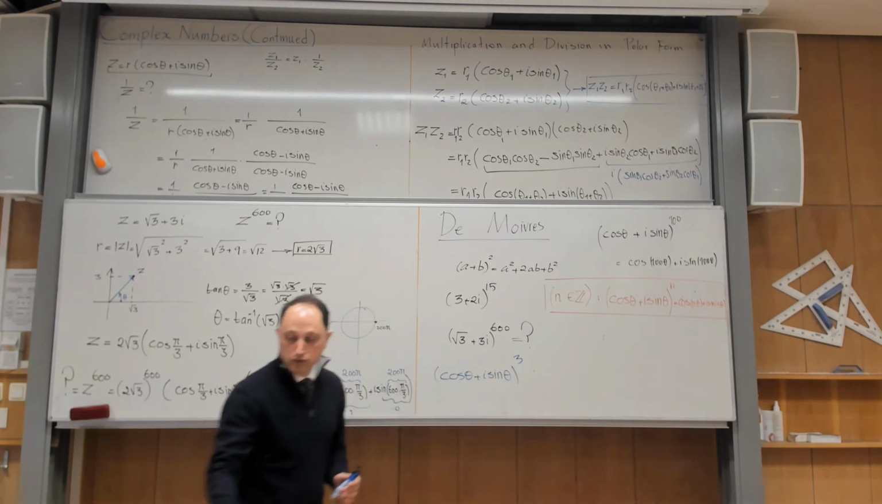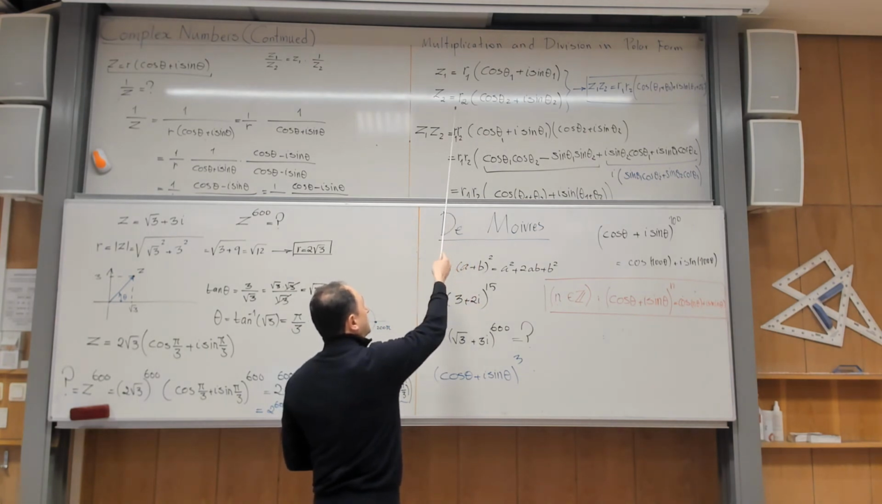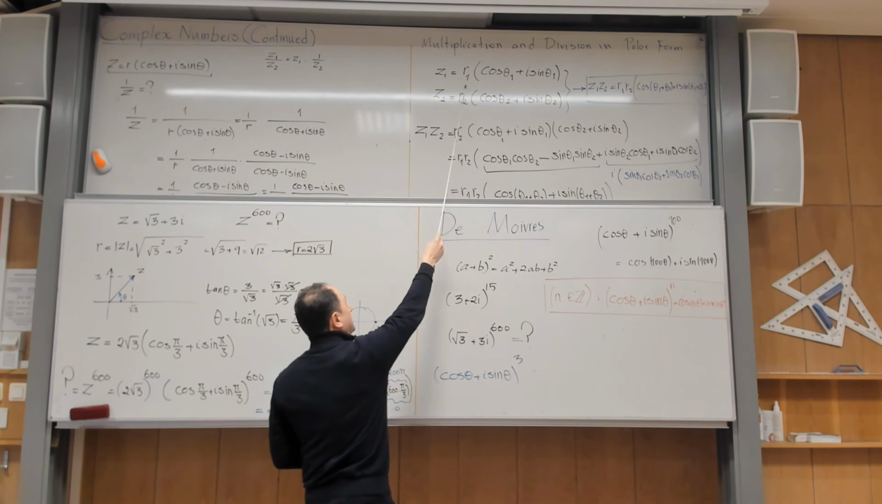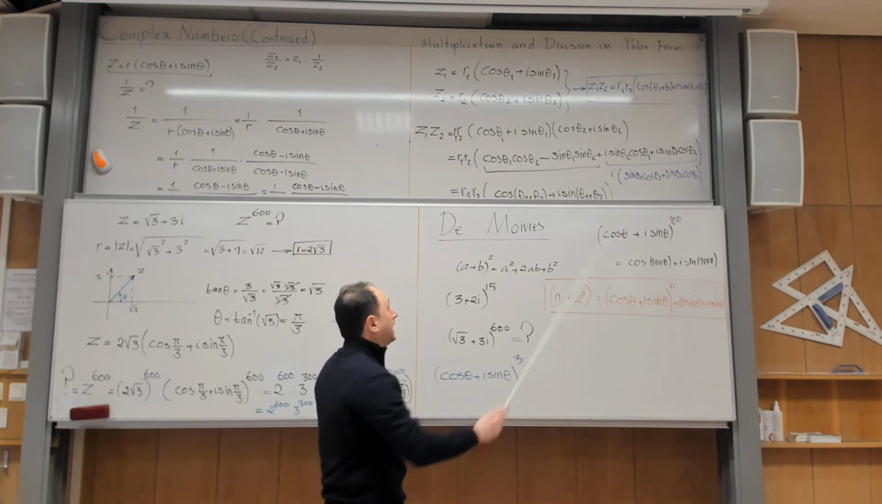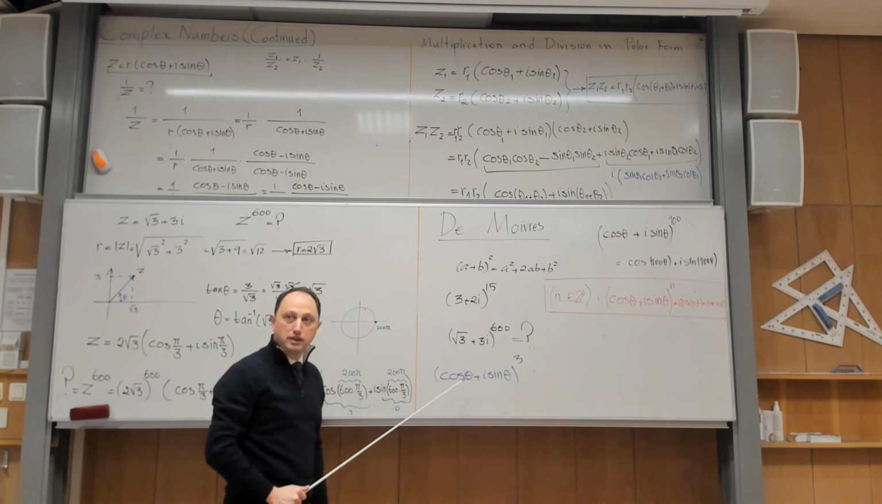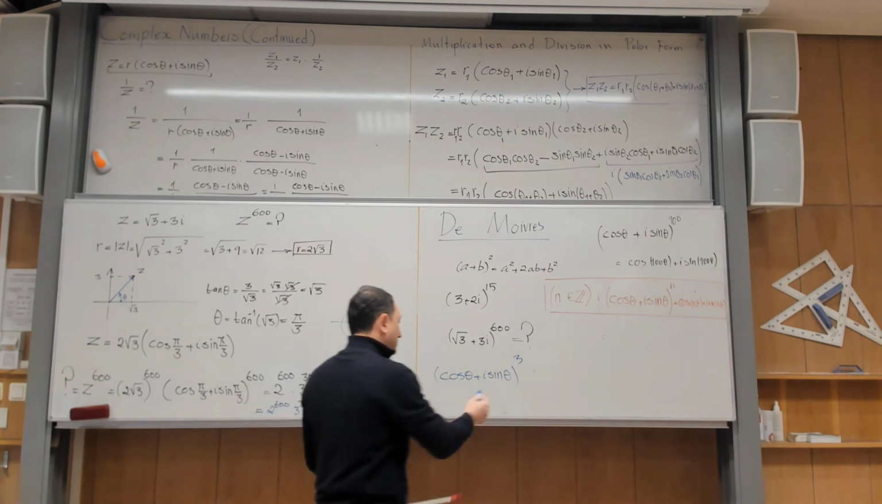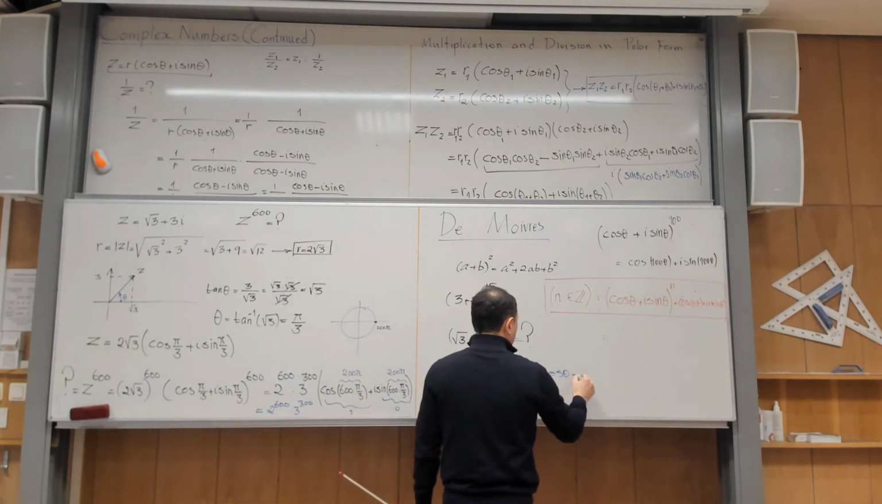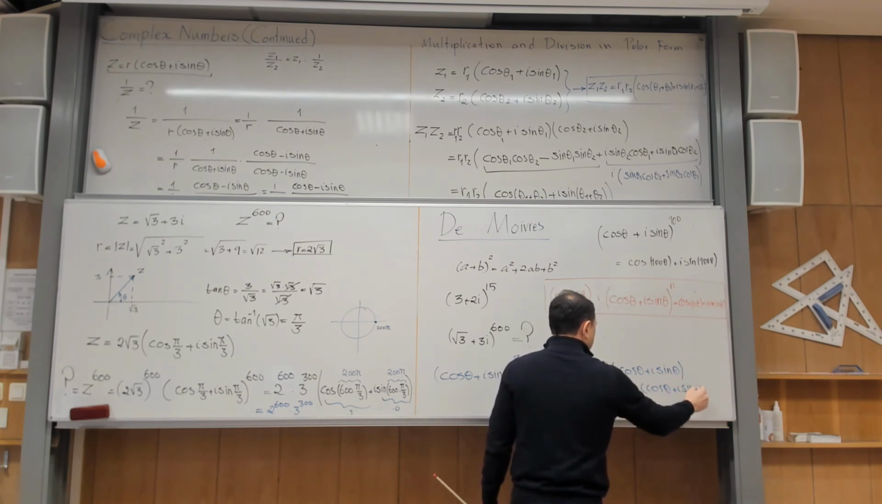Now I am asking you to raise it to power 3, but it means to multiply this by itself 3 times. According to the rule, if I want to multiply 2 complex numbers in polar form, I have to multiply these numbers, but this number is 1, so I have to multiply 1 by 1. And then what happens to the angles? The angles should be added. So this becomes cosine theta plus i sine theta multiplied by another cosine theta plus i sine theta multiplied by another cosine theta plus i sine theta, yes?